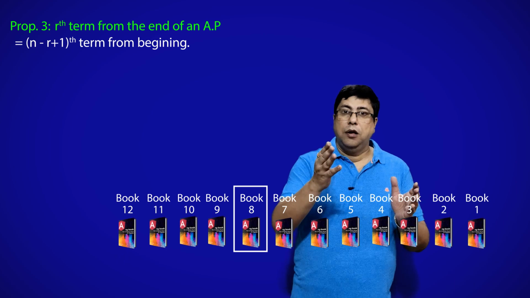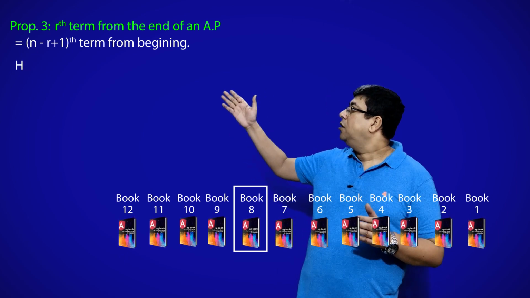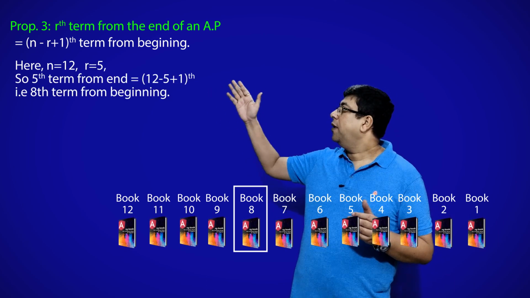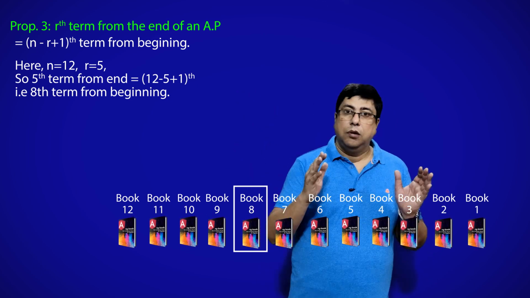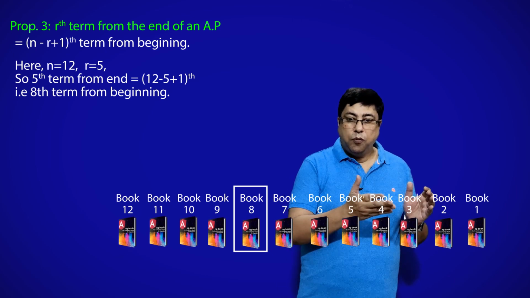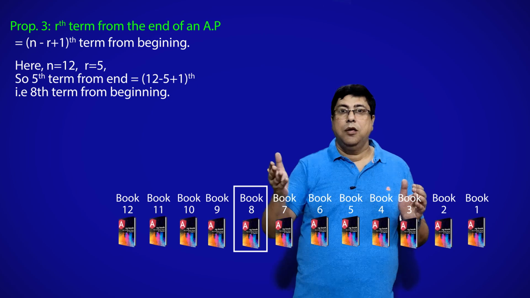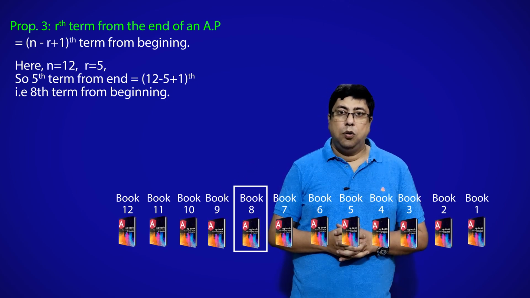So what rule is applying? Just see one thing: in this case n equals 12, r equals 5. Therefore 12 minus 5 plus 1, that is, the 8th book from the beginning. So everyone, in this case it means that the 5th book from the end equals the 8th book from the beginning. This is the application of the rule.